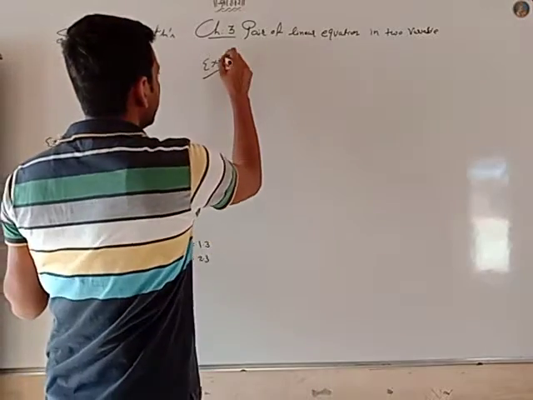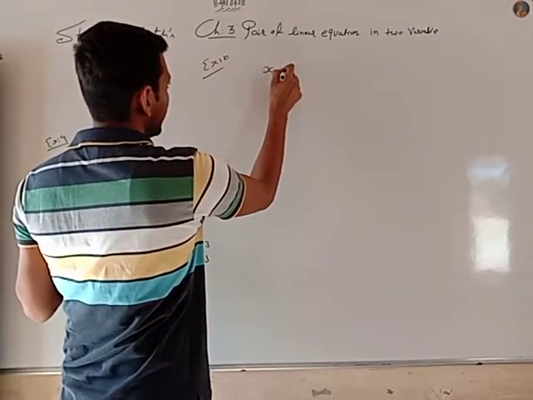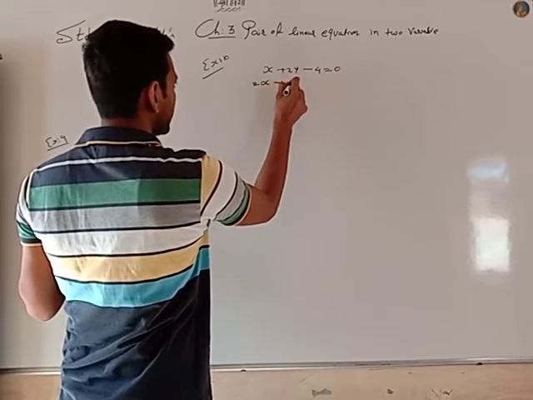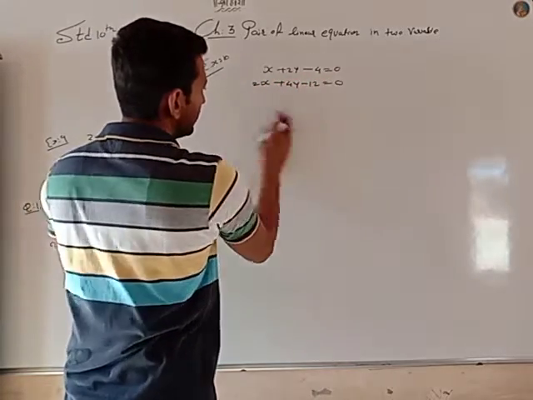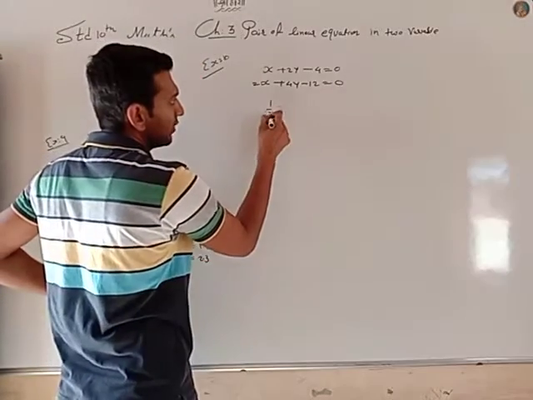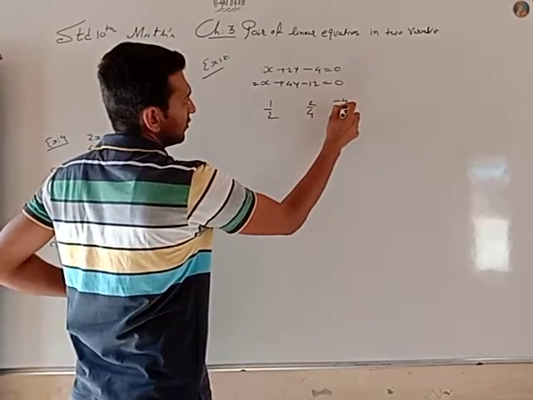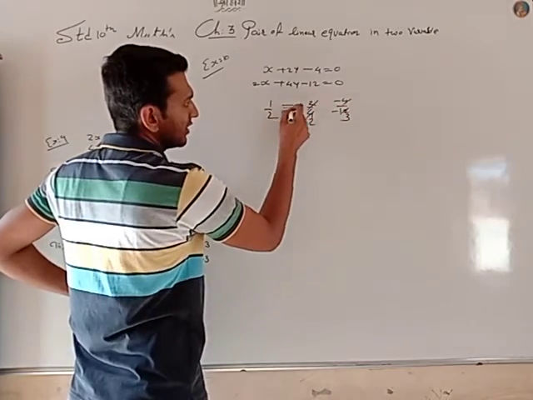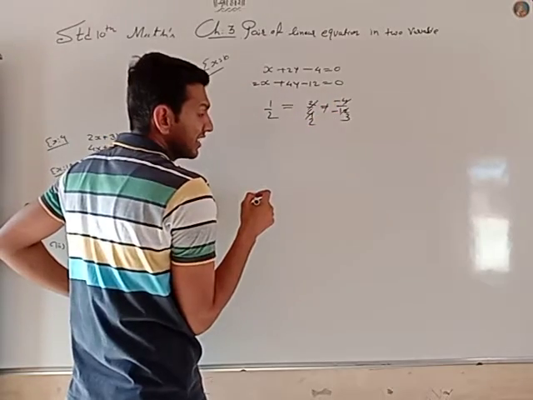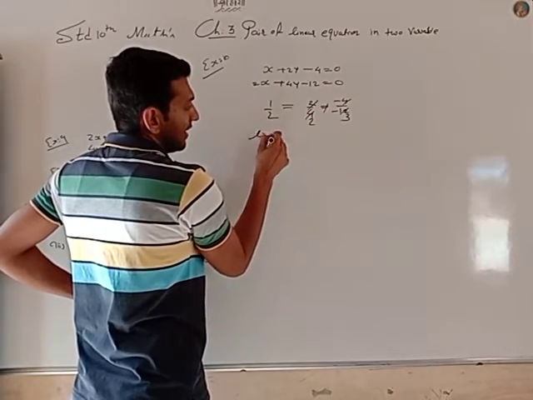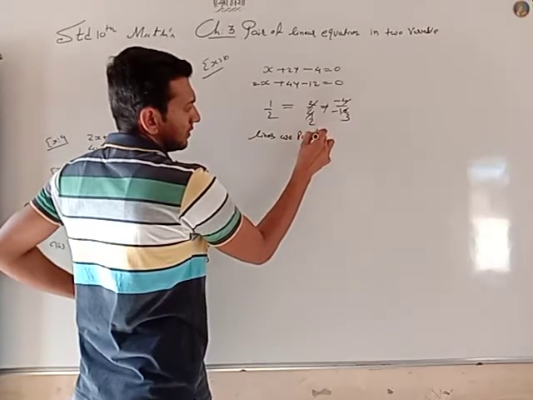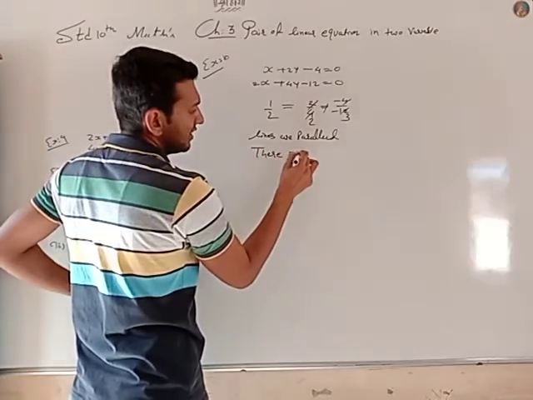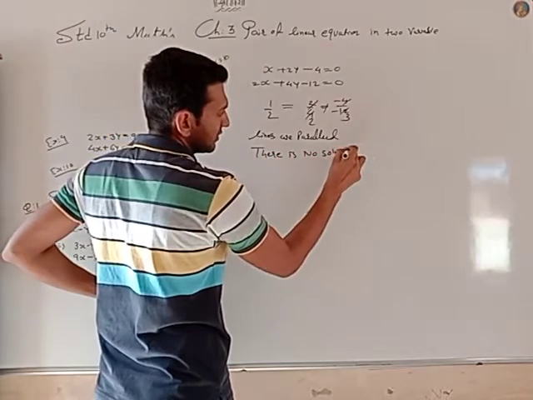Example number 10, the equation is x plus 2y minus 4 is equal to 0, 2x plus 4y minus 12 is equal to 0. Now let's find the ratio: 1 by 2, 2 by 4, minus 4 by minus 12. 1 by 2, 2 twos are 4, 4 threes are 12. So equality does not hold. In this case, lines are parallel. There is no solution.